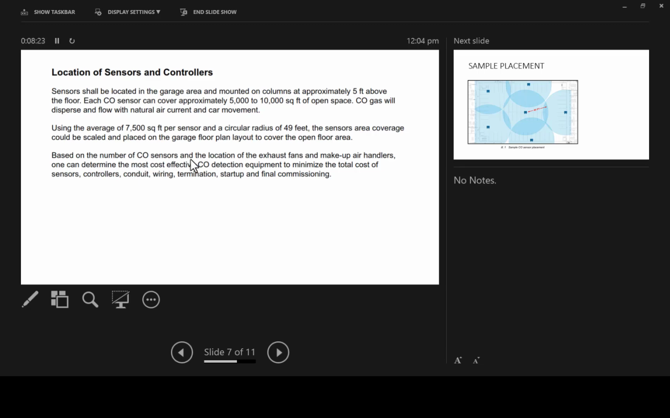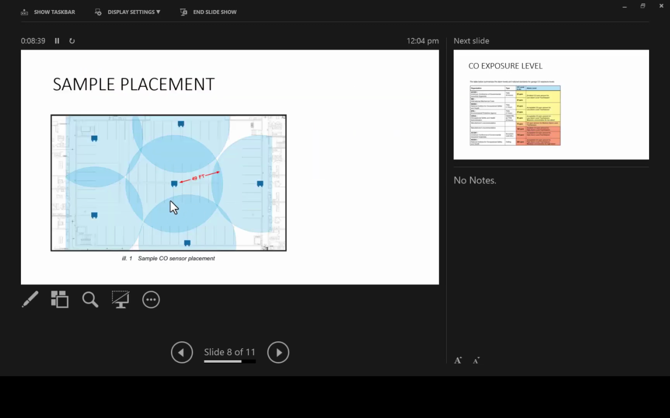Based on the number of CO sensors and location, exhaust fans and makeup air handlers or makeup air fans can determine the most effective CO detection equipment to minimize the total cost of the sensors, controllers, conduit, wiring, termination, startup and final finishing. So this is the basic layout. Here you can see we put a CO sensor in the basement at a 49 feet radius, so the radii of the sensors overlap each other. If anything happens in between them, it detects it and runs the fan accordingly.